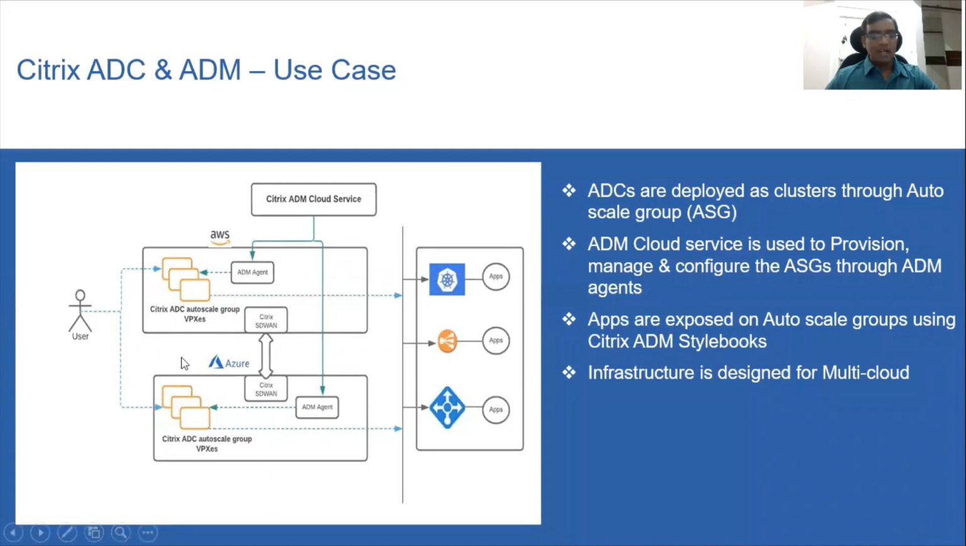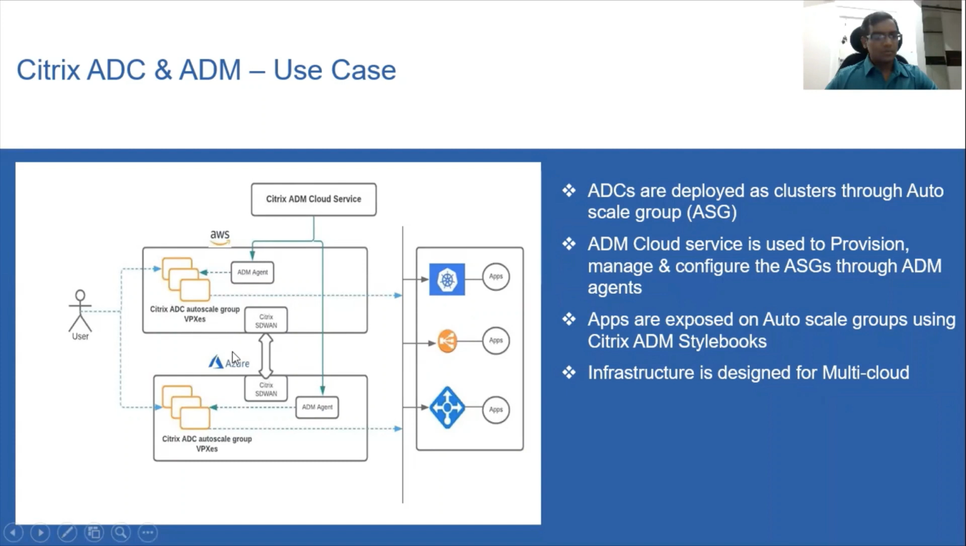Provisioning and managing this large scale of Citrix ADCs would be very challenging. Hence, we selected Citrix ADM Cloud Service for it. Citrix ADM Cloud Service manages all our Citrix ADC autoscale groups, and the entire life cycle of them, provisioning and management, is taken care of by the Citrix ADM service. The configuration of these autoscale groups is handled through the Citrix ADM agents, which are located in the different clouds, AWS or Azure in this case.